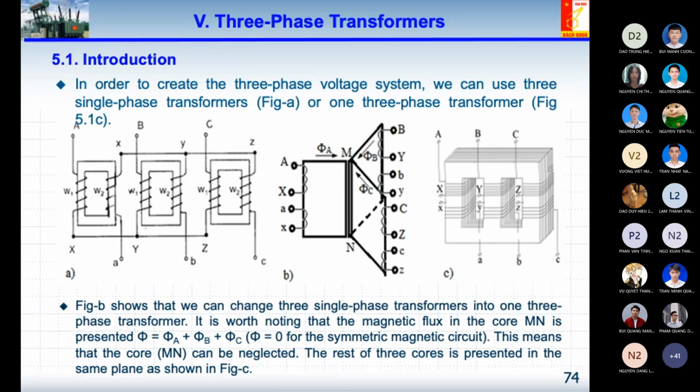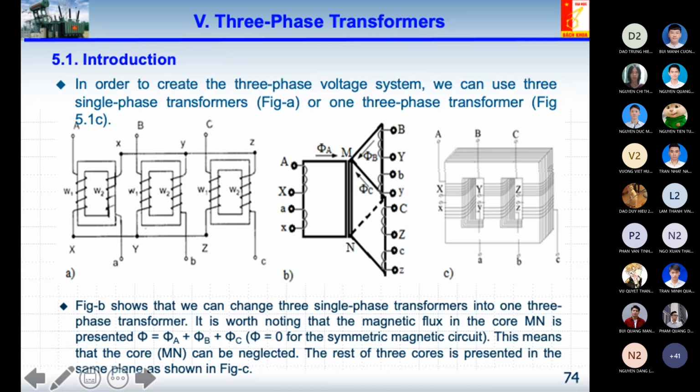Okay, you understand very well the three single-phase transformer made by matching three single transformers. Here we are matching in two dimensions, or we can say in the 2D plane. And now if we match the three together in three dimensions like this, in figure B, we match three single-phase transformers in three dimensions.